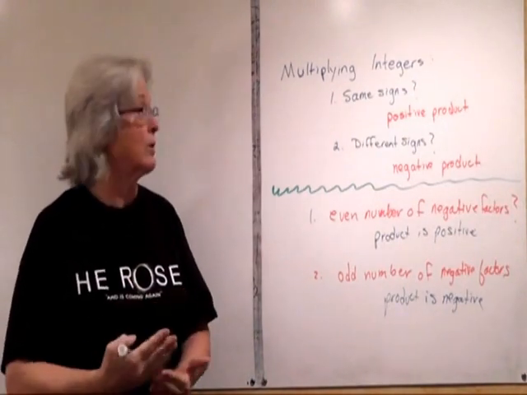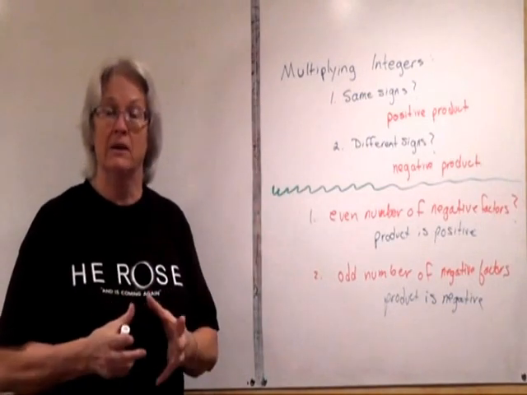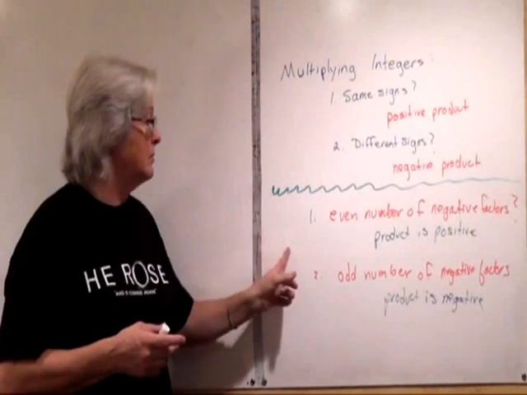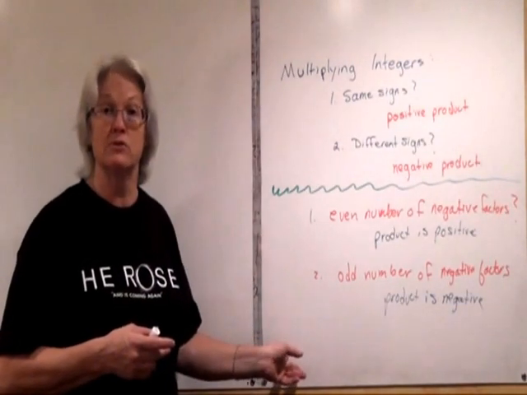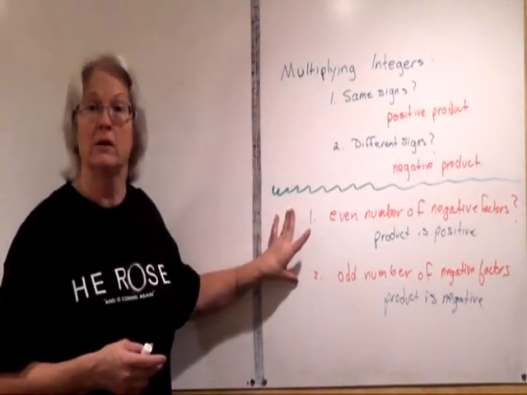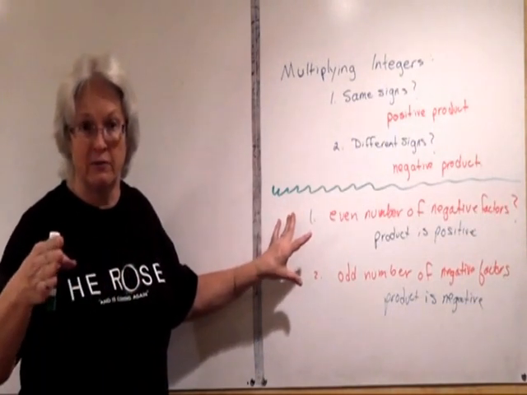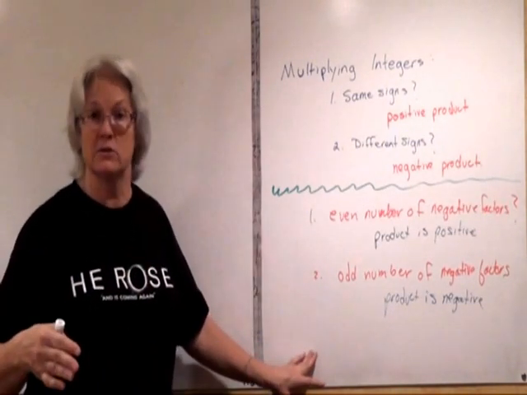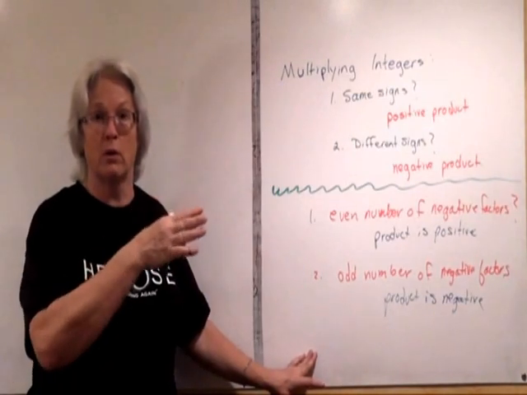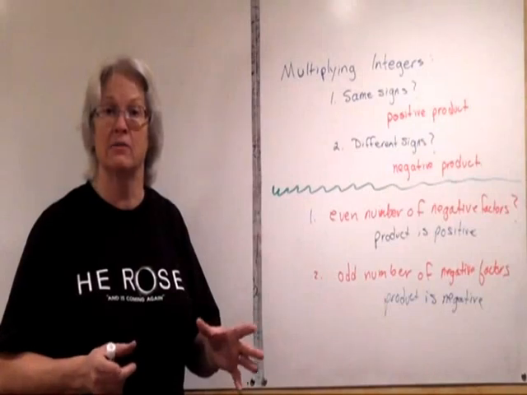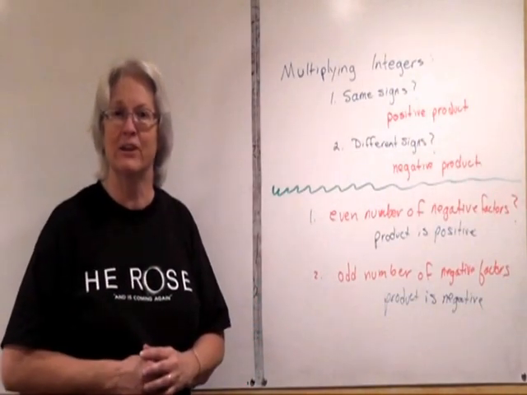Otherwise, as you work with multiplying negative numbers together, this will become apparent to you that this is a true statement, and you'll automatically begin to use it and say, oh, I've got 5 negative factors, so that means I've got a negative answer. Oh, I've got 4 negative factors here. I know that my product's going to be positive. That's all there is to this, and I'll see you next time.